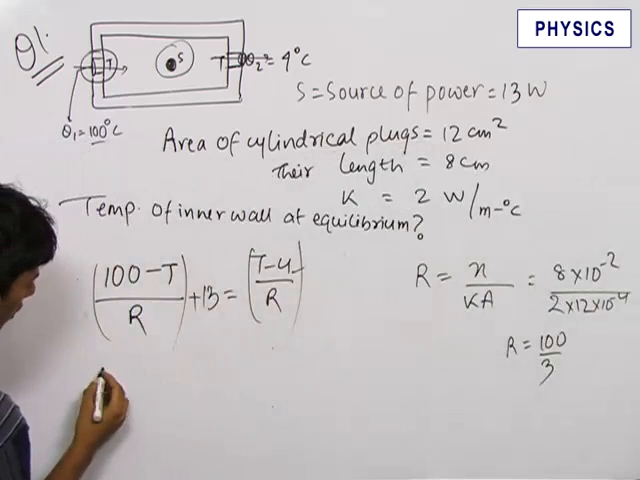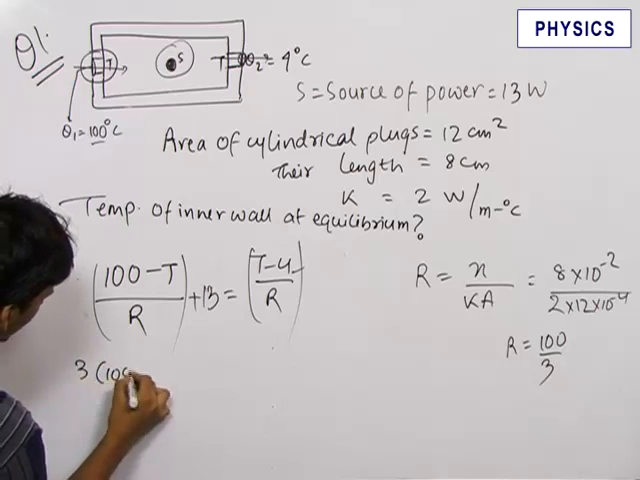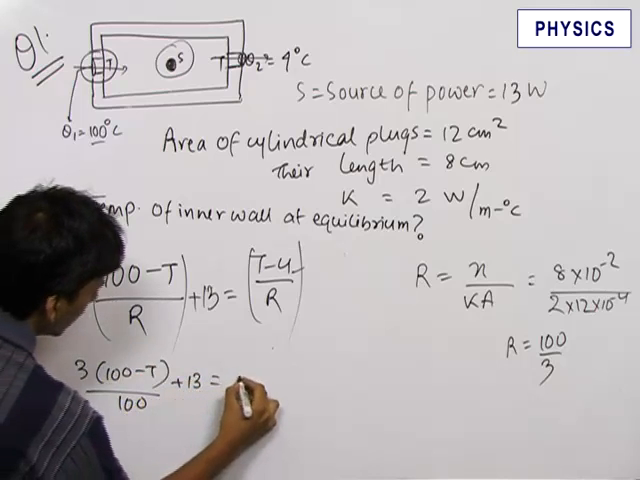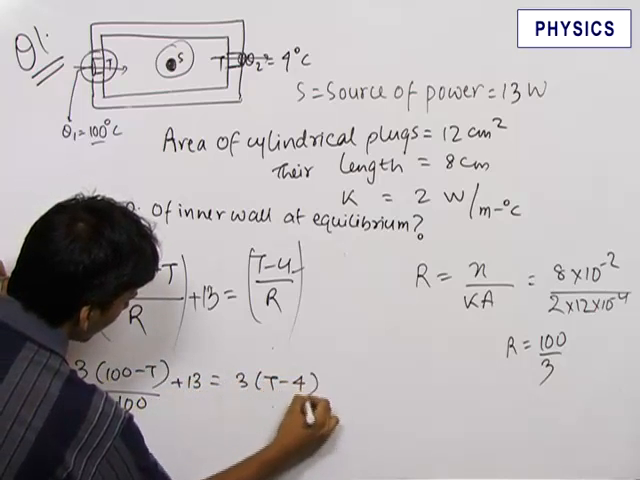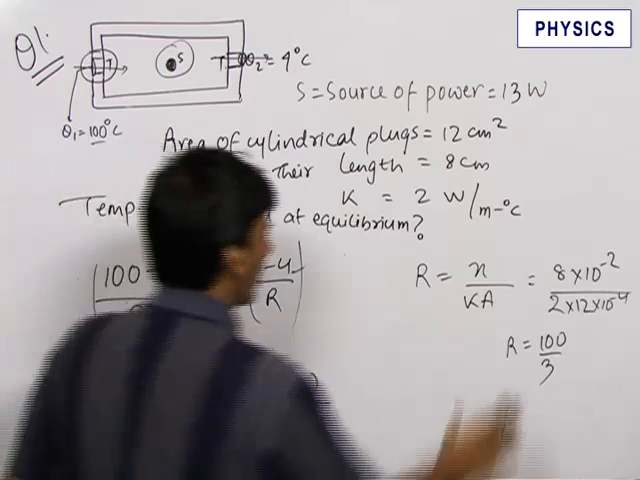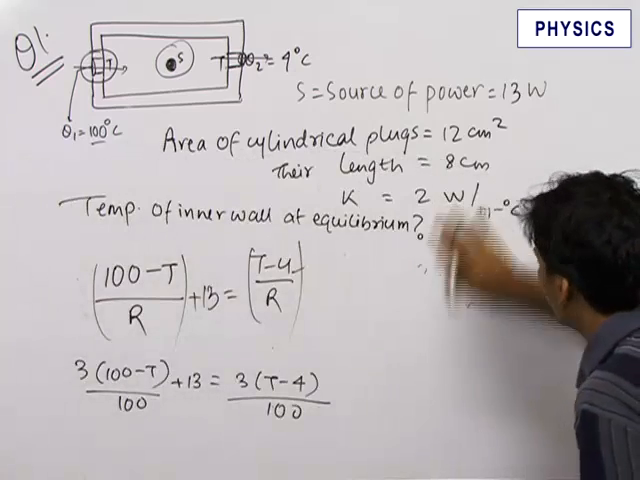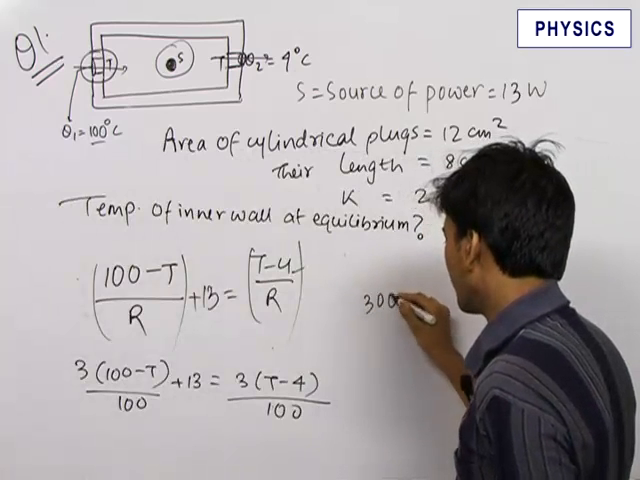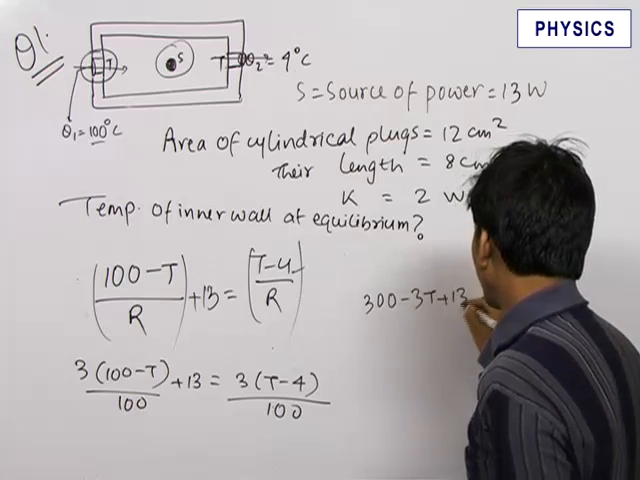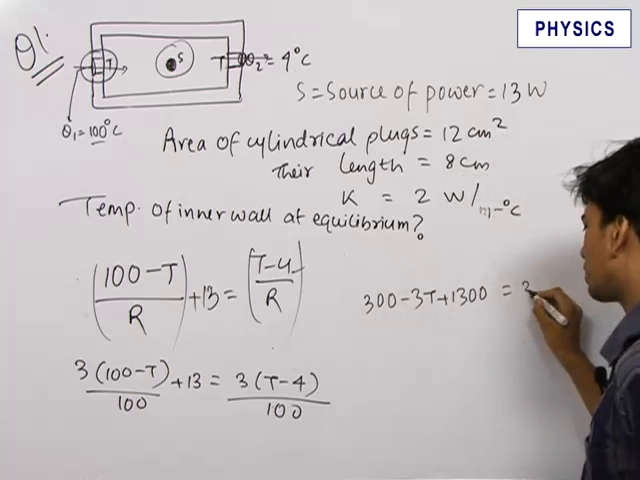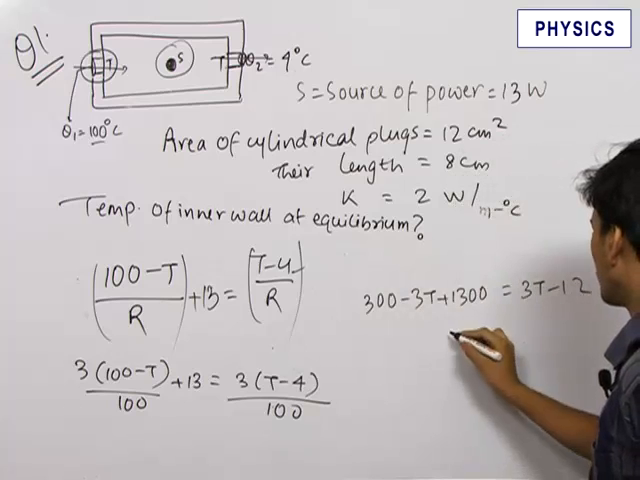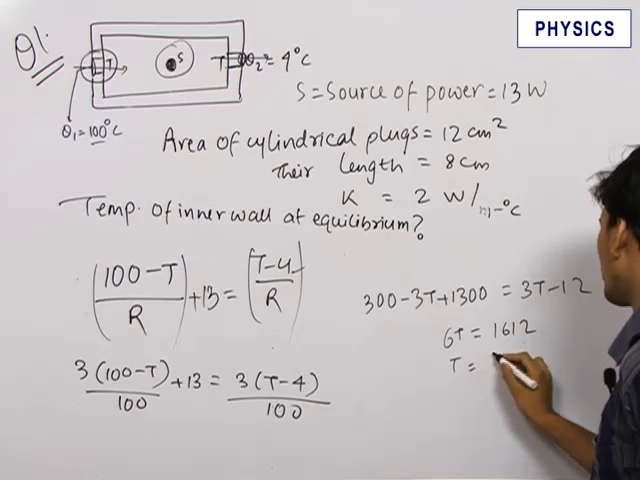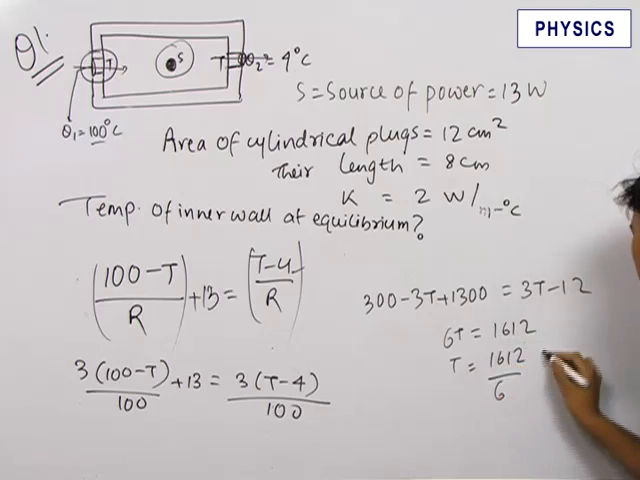On putting 100 upon 3 over here we get 3 into 100 minus T upon 100 plus 13 is equal to 3 into T minus 4 upon 100. Let us solve this. 300 minus 3T plus 1300 is equal to 3T minus 12. So we get 6T is equal to 1612. Therefore T is equal to 1612 upon 6.